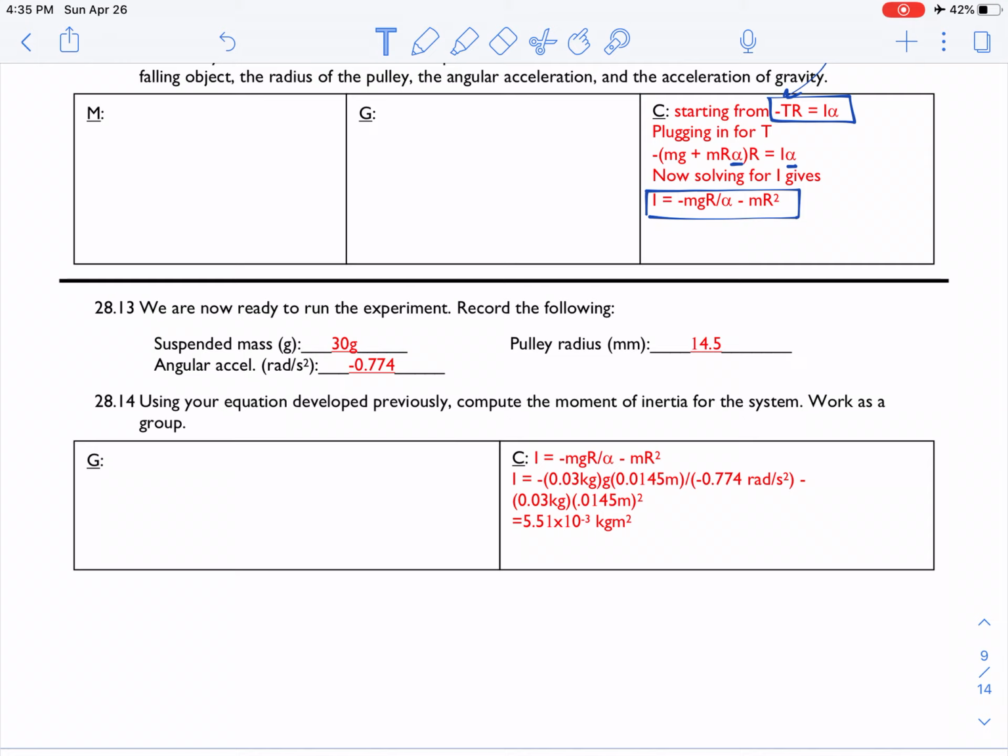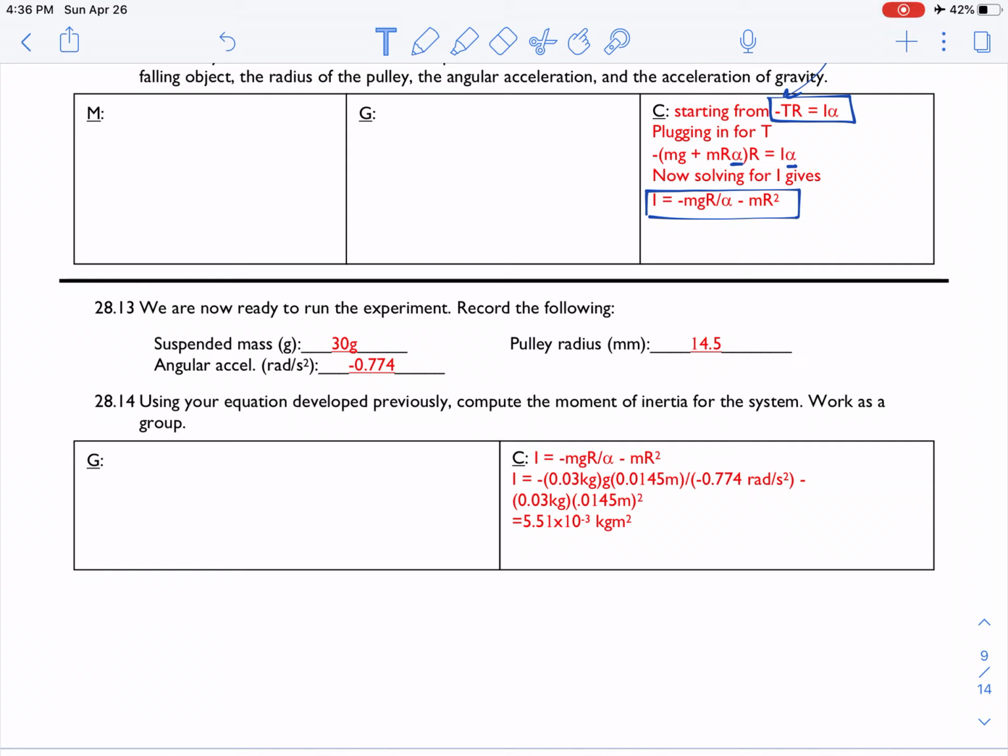Okay, so that's the equation. Again, m is 30 grams, it's going to be 0.030 kilograms, and g is our gravitational acceleration, 9.81 meters per second squared. Since the radius is in millimeters, you need to divide that by 1000 as well, so you're getting 0.0145 meters. And divide that by alpha, angular acceleration, it's negative, so there are two negatives. The first term is going to be positive then.